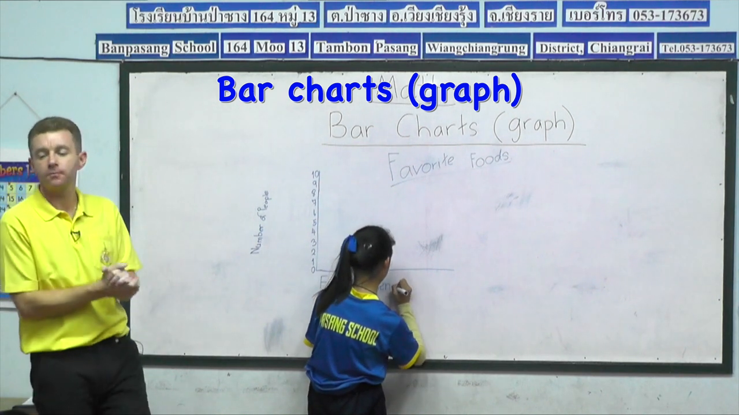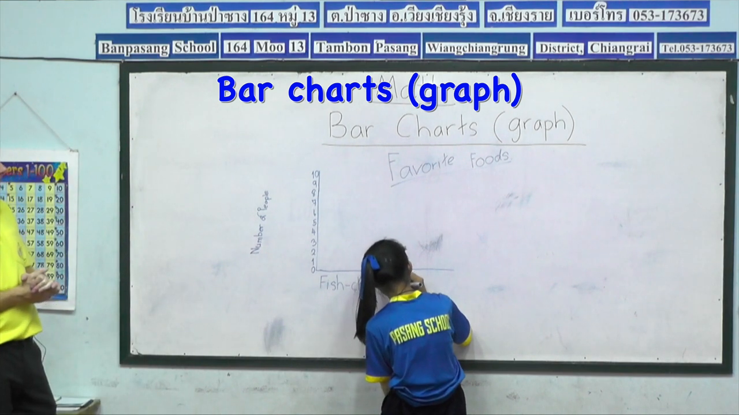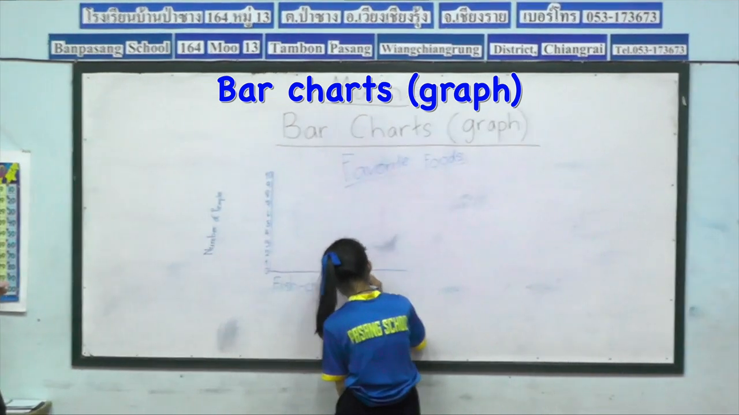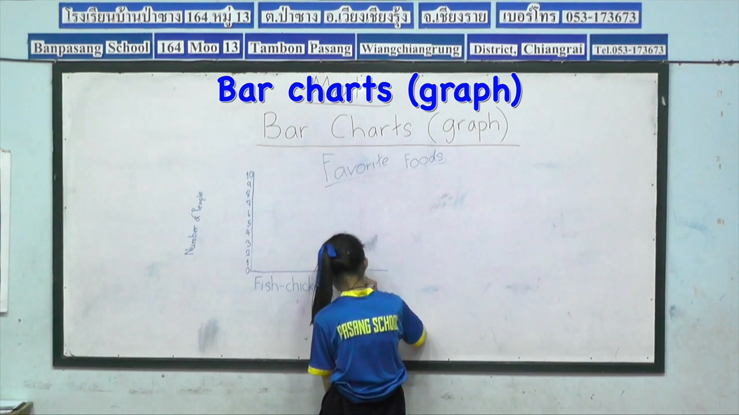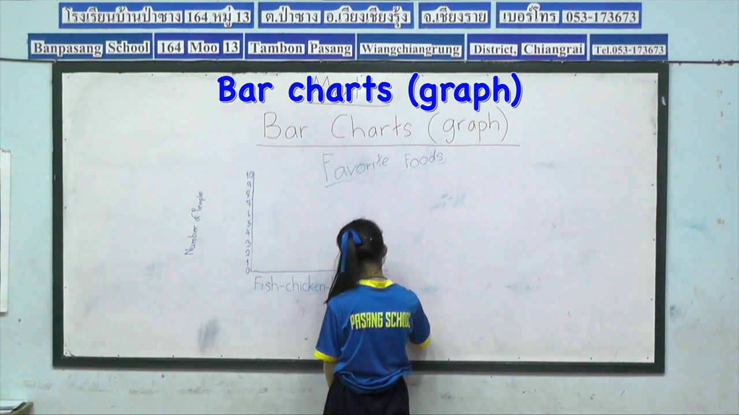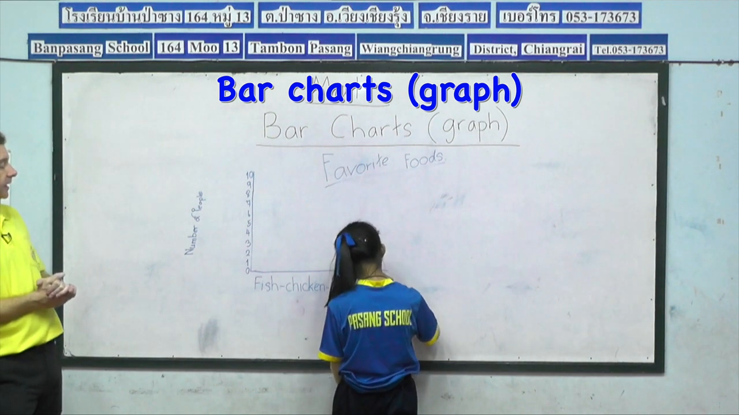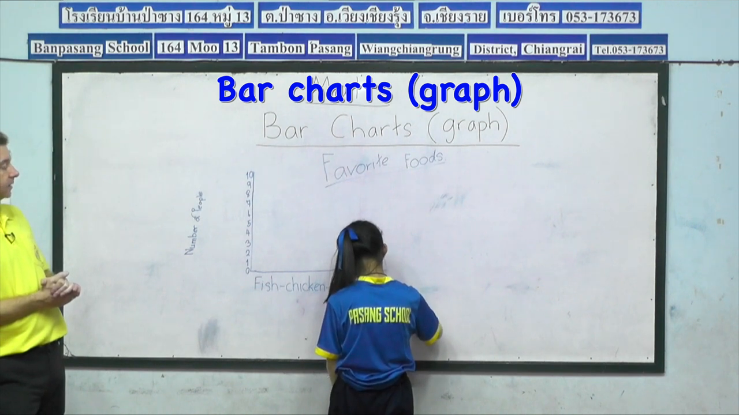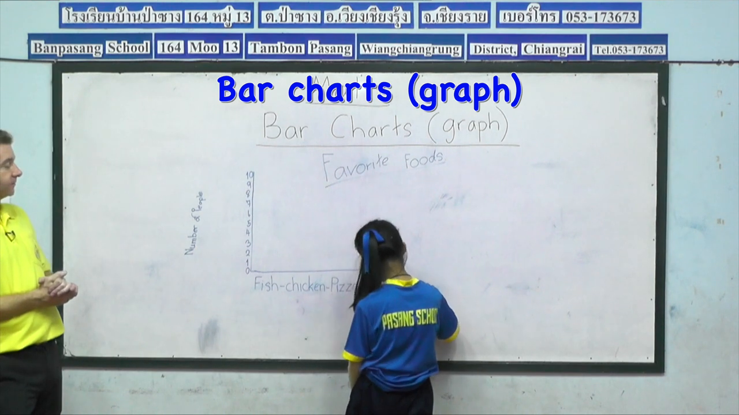Can we get another two? Pizza. Pizza, too. Yeah. P-I-Z-Z-A. And finally, steak, too. S-T-E-A-K. Brilliant, Dan, that's excellent.